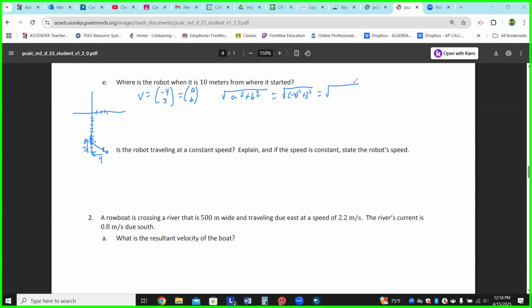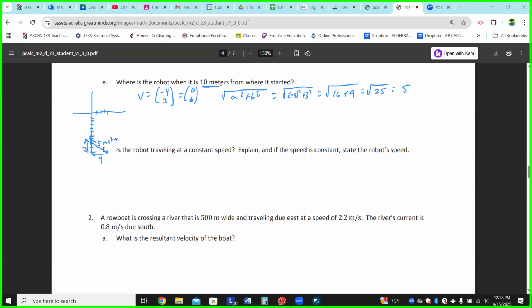What's -4 squared? 16, good. And what's 3 squared? 9. 16 plus 9, 25. And the square root of 25 is 5. Very good. So what we just found is that the distance for 1 second was 5 meters.